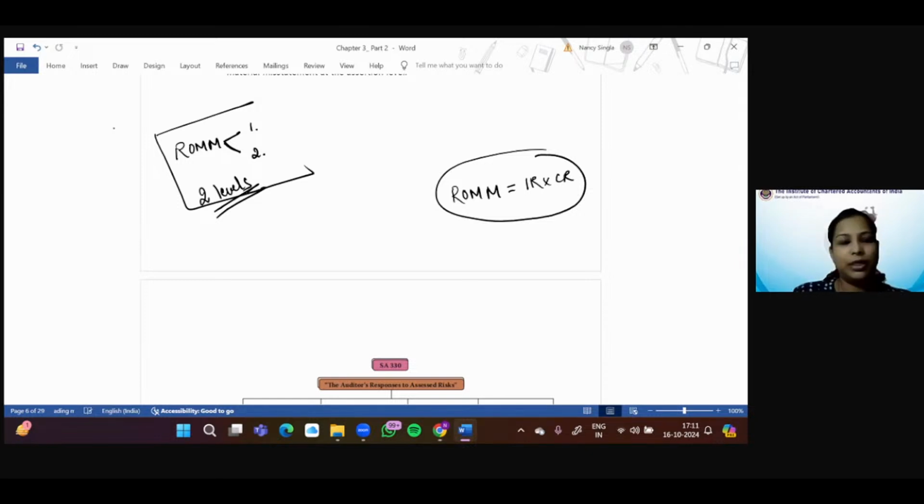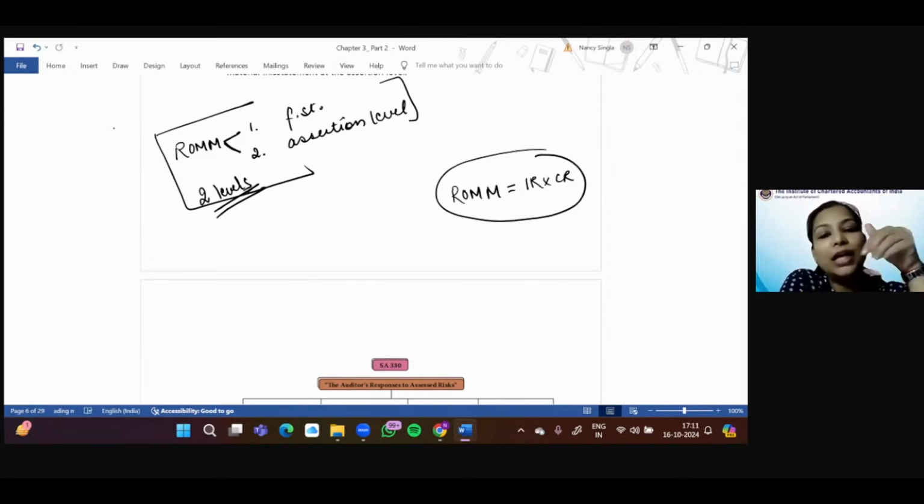Swati, correct. Bhumika, correct. So risk of material misstatement exists at the overall financial statement level and the assertion level. We have done this topic in the last session: at the overall financial statement level, it has a pervasive effect on the financial statements as a whole, and at the assertion level, it affects a few assertions. The auditor performs further audit procedures in order to respond to such risk.